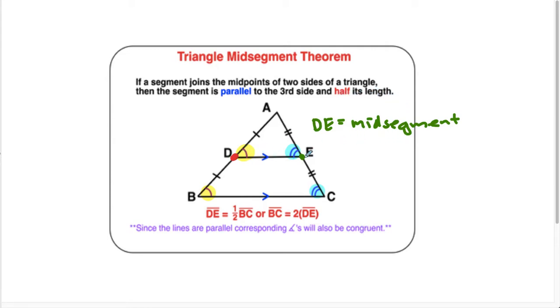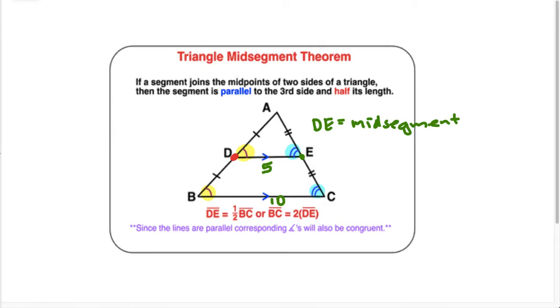So the midsegment DE is half of the length of BC. So say for example, DE was 5. That would mean that BC is equal to 10 if DE was the midsegment. All right, so again, if DE is the midsegment of the triangle, then BC would be twice of that, or DE would be half of BC, okay? So those are just several examples that we have with the midsegment theorem.